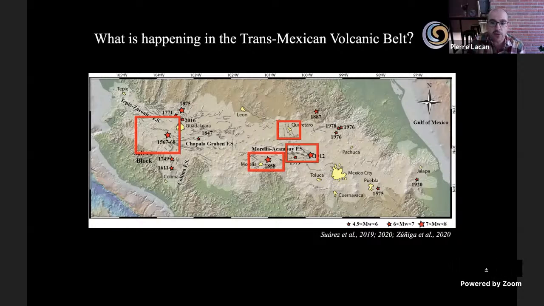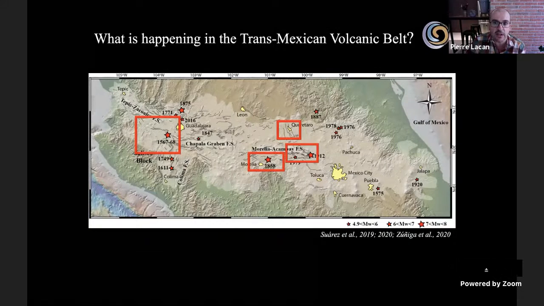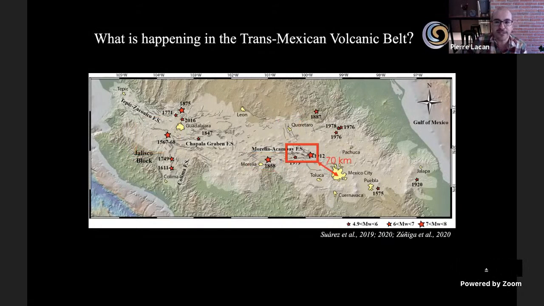Next, please. So in order to extend the seismic record to prehistorical time, we performed paleoseismic studies along different fault systems of the Trans-Mexican volcanic belt. And now, next, please. I will focus here on the Acambay Graben, epicentral area of the 1912 Acambay earthquake, located at only 70 kilometers from Mexico City and its 23 million inhabitants.